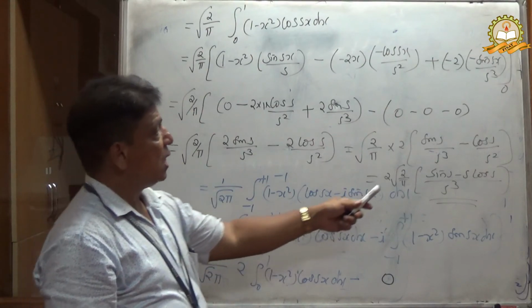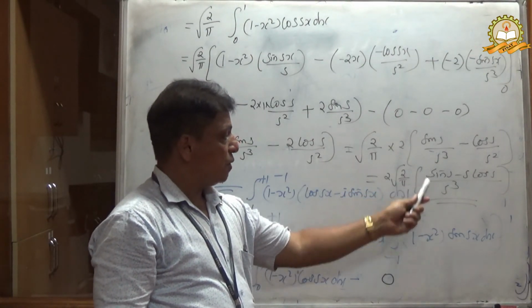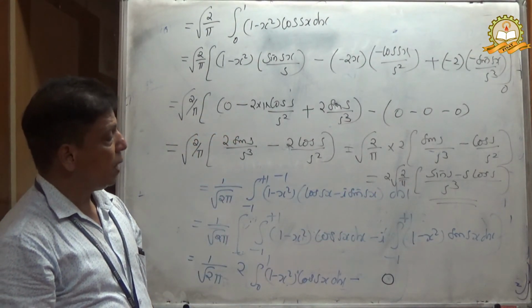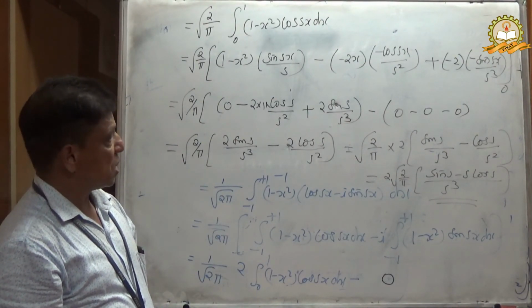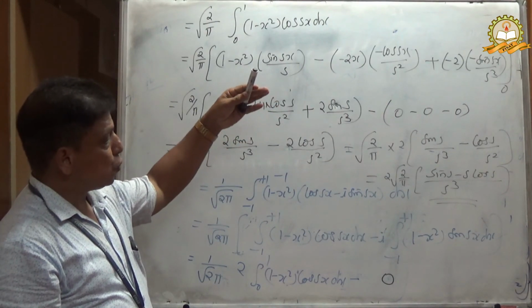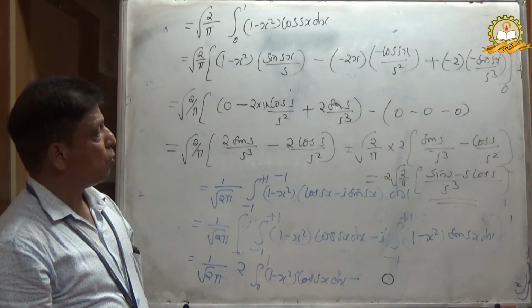This is the required result in the given problem: 2 into root of 2 by pi, sin s minus s cos s by s cube. This is the procedure to find the Fourier transform of a given function.